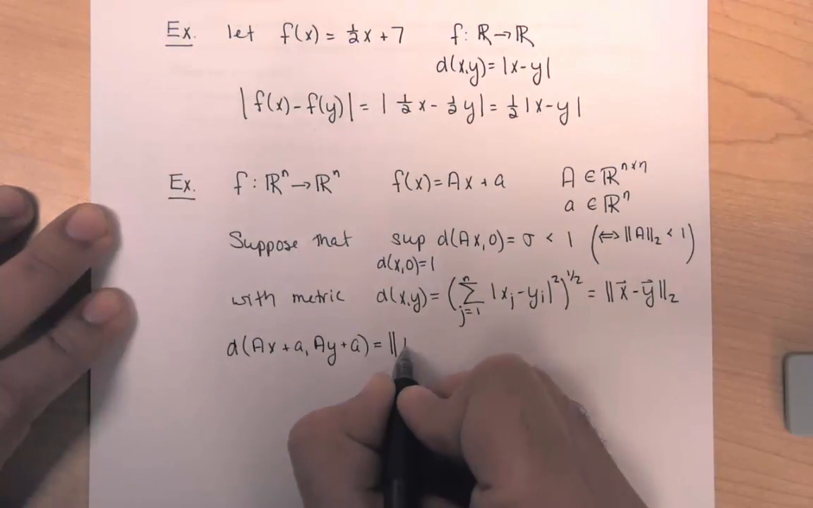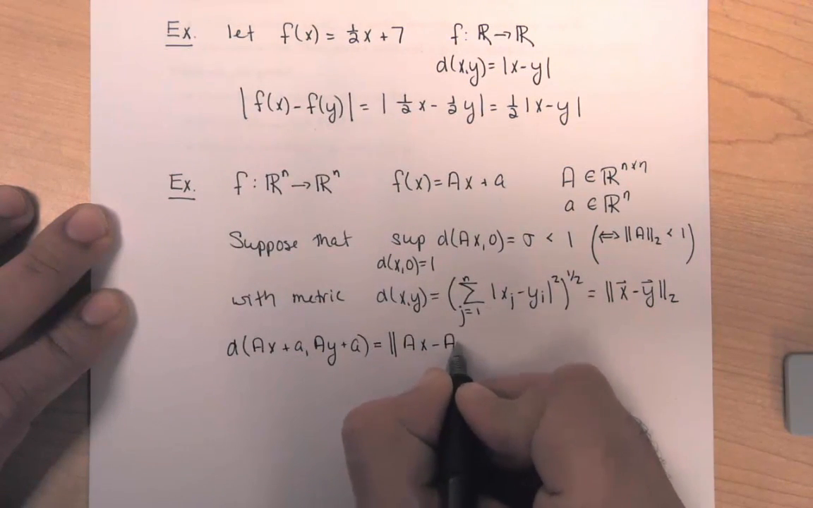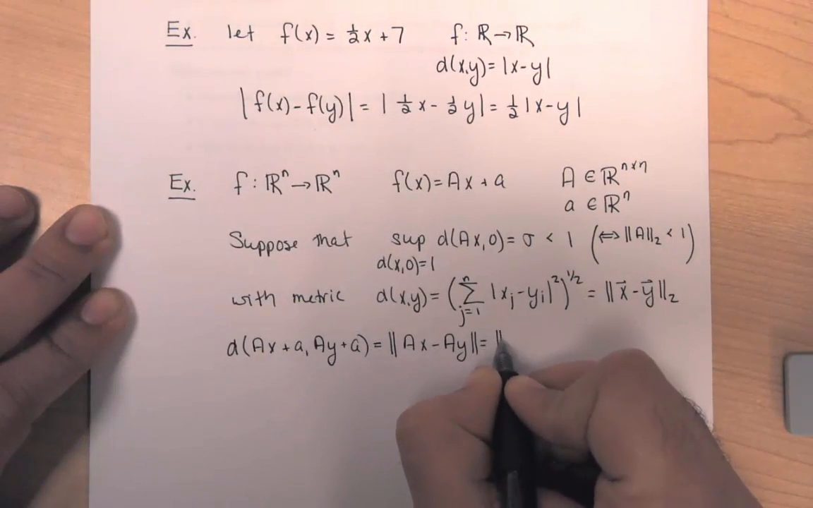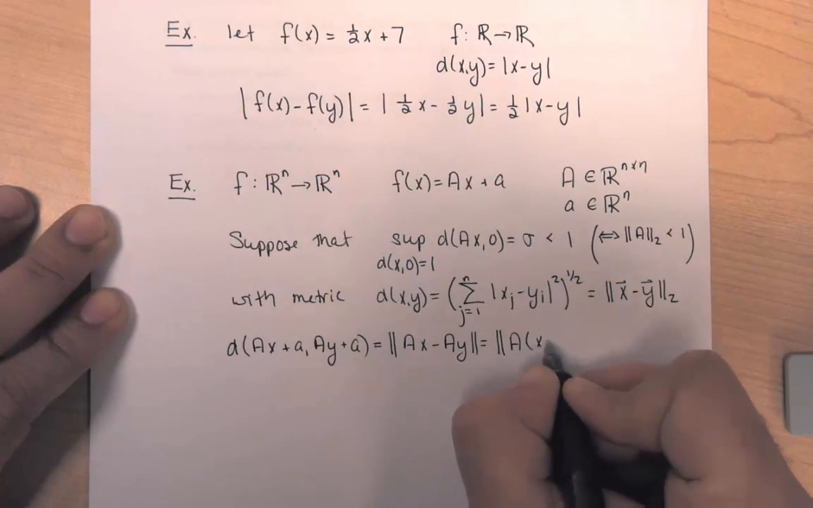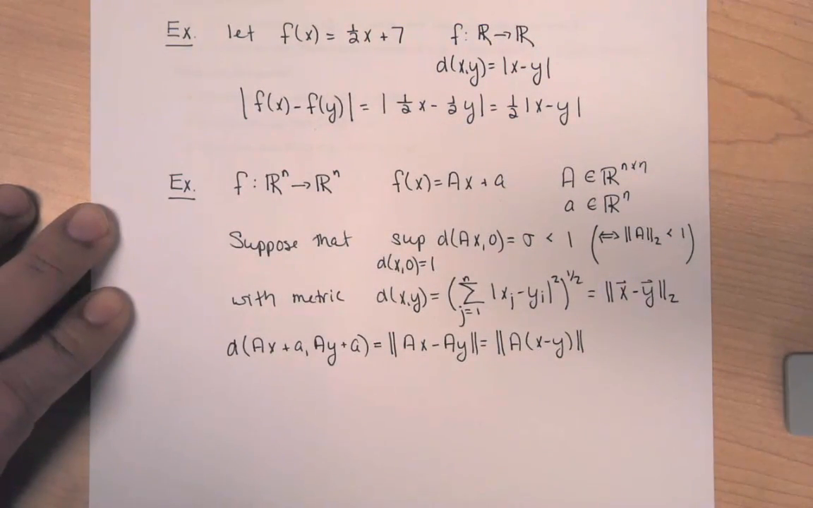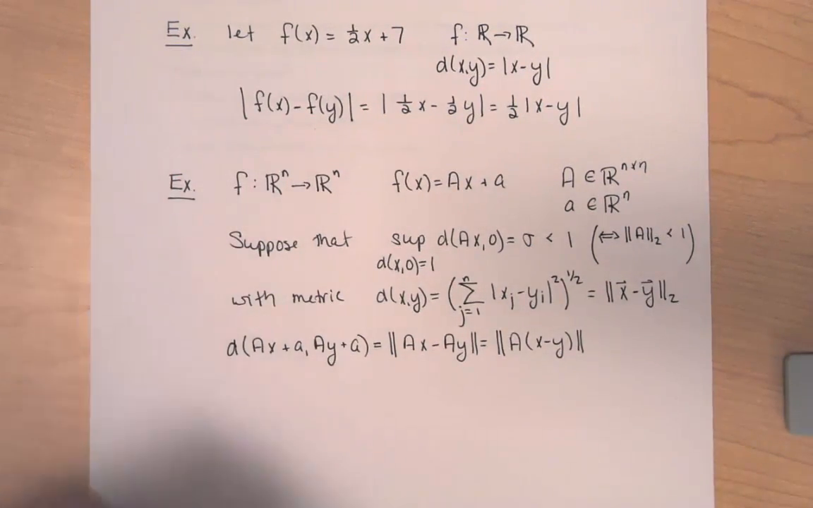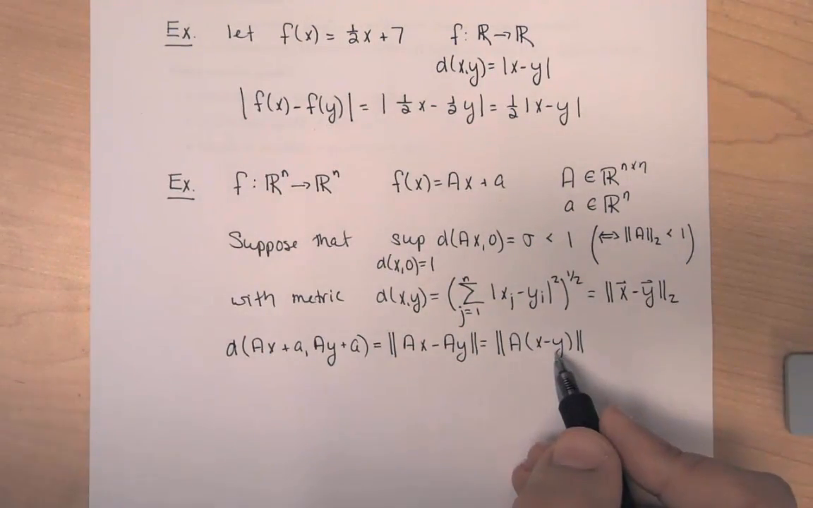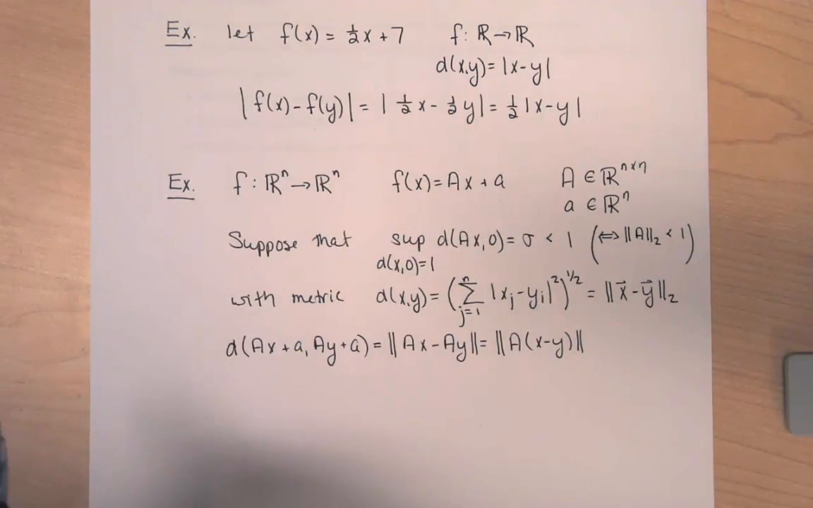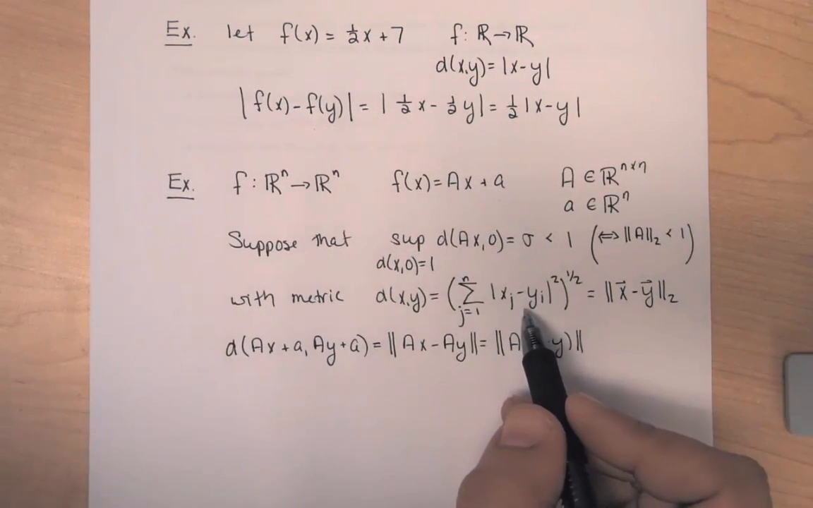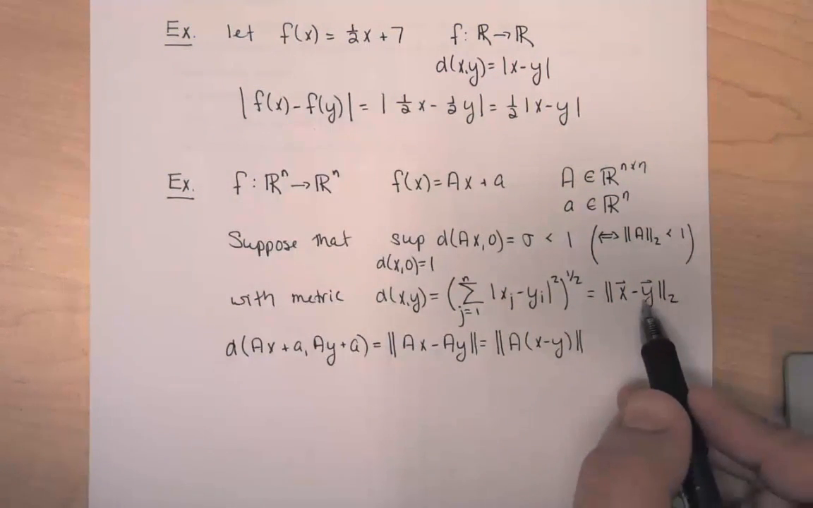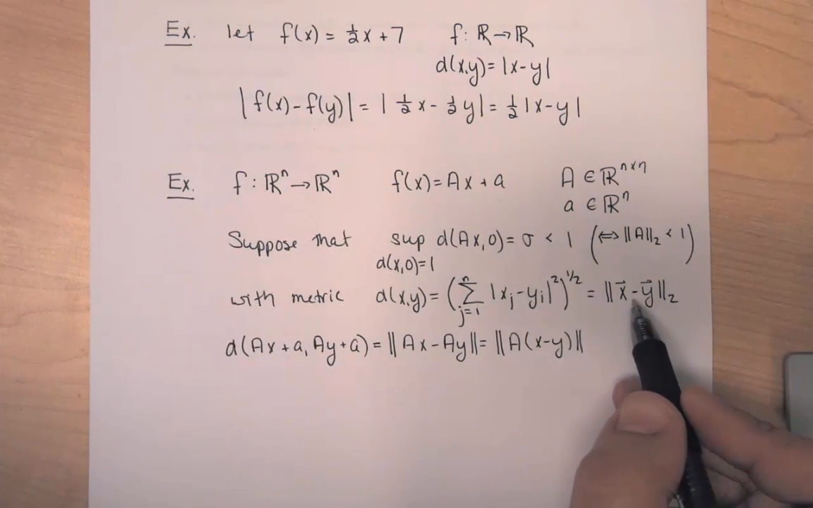Right, the little a's cancel, and I just have ax minus ay. Of course, here I'm going to use the linearity of matrix transformation, or matrix vector products, to factor that out. Now here I'm going to use some properties of the norm that are not necessarily guaranteed by the properties of the metric. However, this is in fact a legitimate metric, and the 2 norm is in fact a legitimate norm.